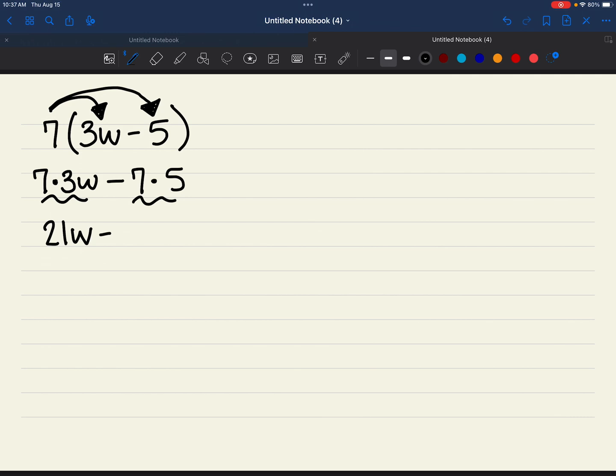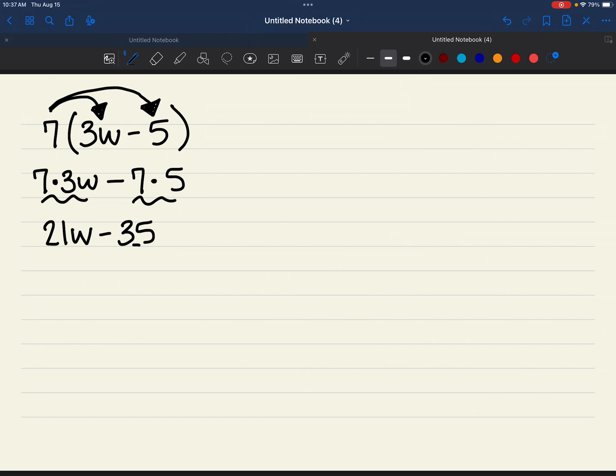Minus 35. Well, here you could just bring that down, or you can look at this two ways. You could bring down the subtraction sign, and then it's 7 times 5. Or you could say it's -7 times 5. Well, what's -7 times 5? -35, so we would write -35, okay? More often than not, when we don't rewrite it this way, I'll just say 7 times -5, -35, okay?